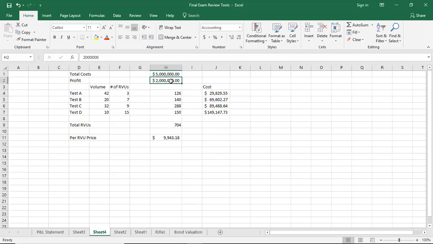And then you can change this. I only want to make 1.5 million. That's what I should charge for each of those tests. Or maybe my costs are only actually 3 million, but I still want that 1.5 million profit. Okay, this is what I should charge them for each test.